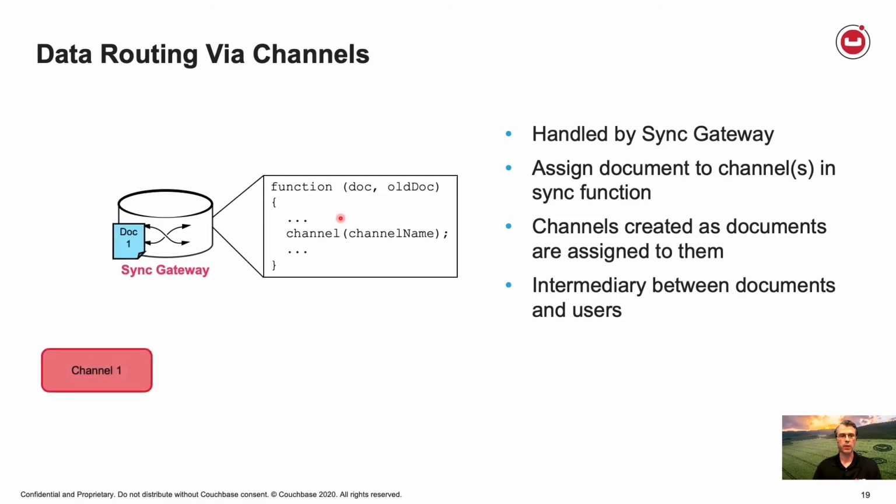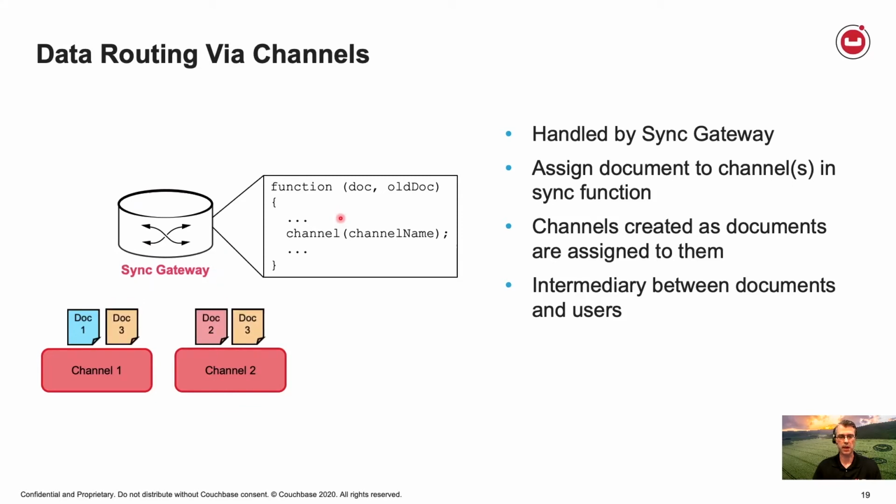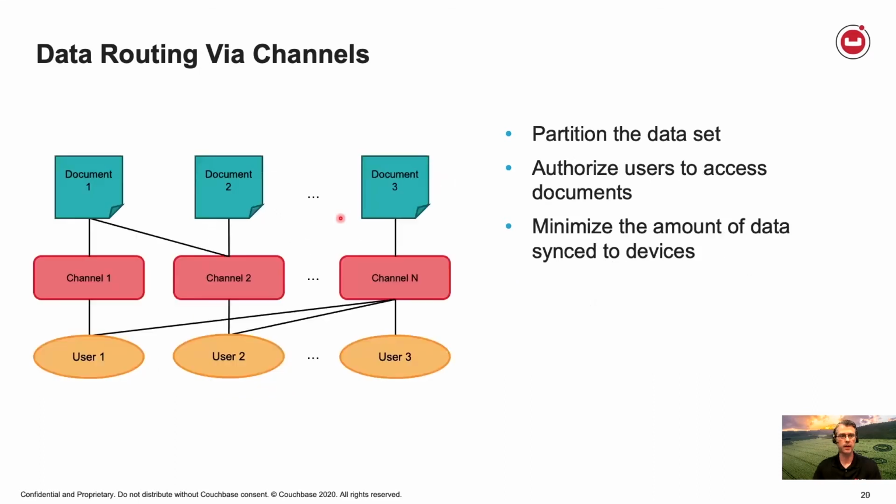Okay, and the way this works is, let's say, for example, for document 1, my sync function determines it should be associated with channel 1. Document 2 should be associated with channel 2, and you see these channels coming into existence as the function is executing. And then maybe document 3 might be associated with both channels. So all of these are perfectly valid scenarios with Sync Gateway.